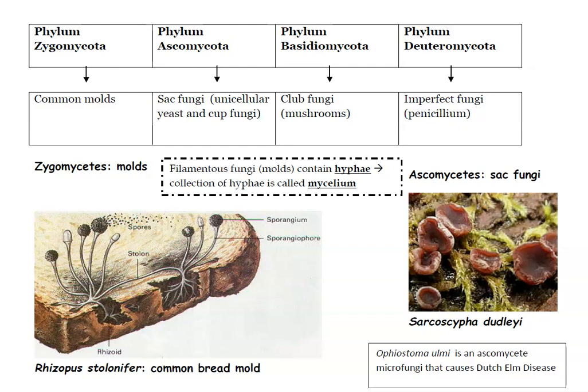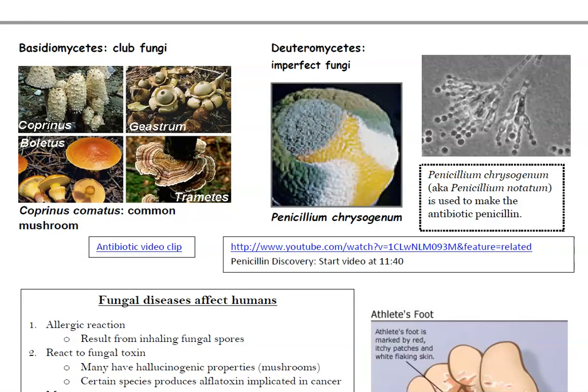Ascomycetes are sac fungi. They also include the unicellular yeast and cup fungi in this phylum. Basidiomycetes are your club fungi, so these are like your common mushrooms. Deuteromycetes are the imperfect fungi, so like I said, they're different than the other groups. This is an example of Penicillium chrysogenum growing on an orange. And this is actually what is used to make the antibiotic penicillin that kills bacteria.